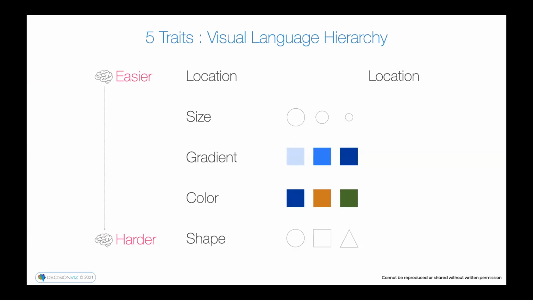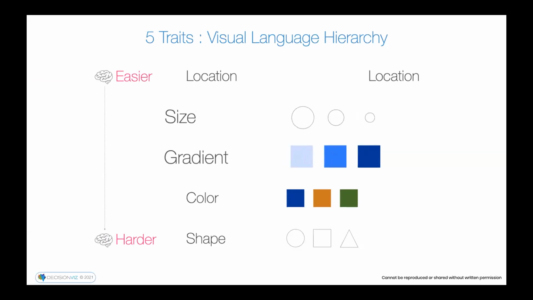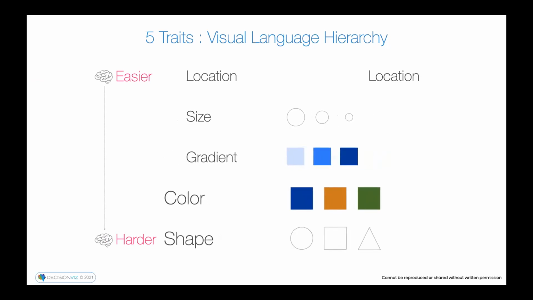So consider this example. Depending on what you're trying to communicate to somebody, you would potentially use size before gradients, and you would want to use color before using shapes. Because what happens when you create visuals that go against this hierarchy is it causes your audience to work harder to interpret the visual, or they might interpret it incorrectly, which is the worst case for analysts like us.